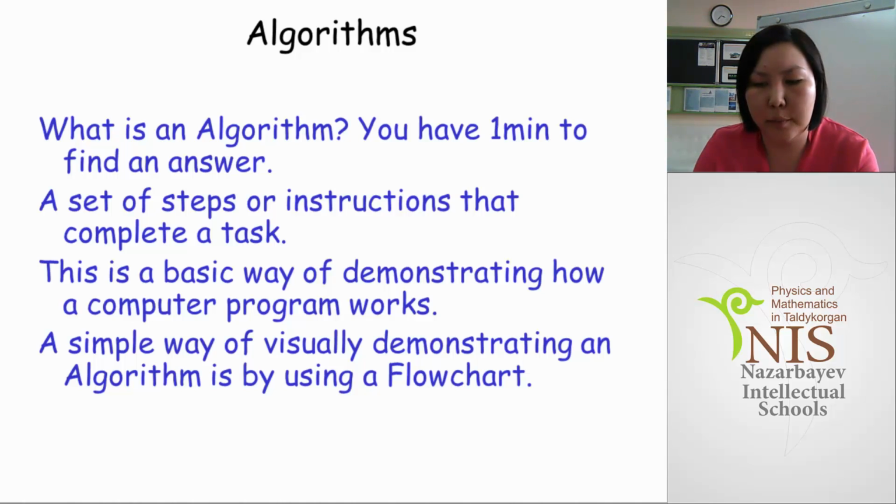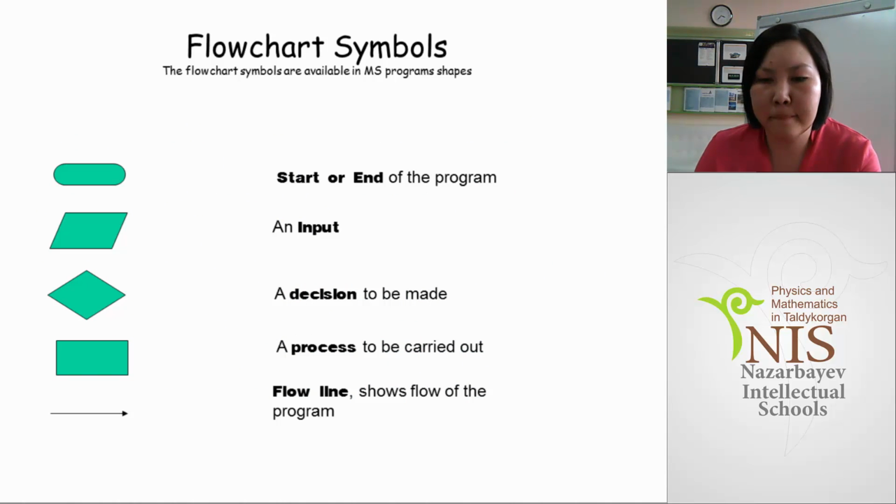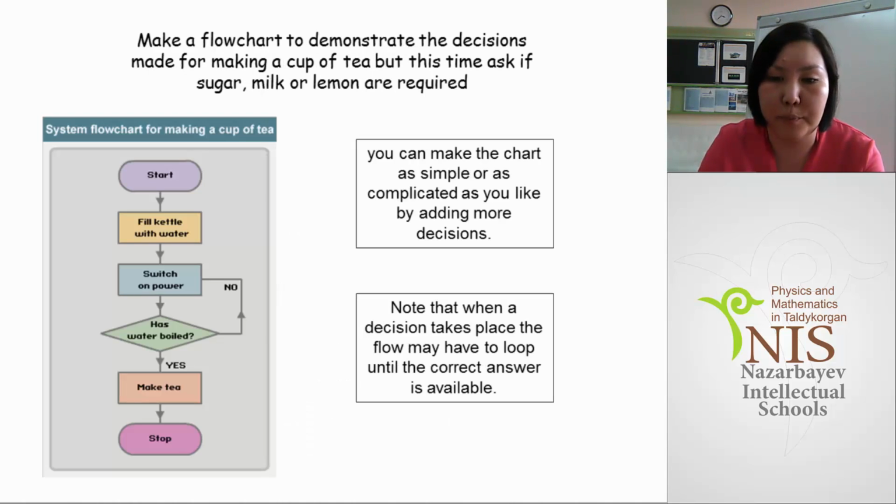Now we'll remind ourselves of some basic concepts and look at the Turing machine as an example of an algorithmic machine. How can we represent an algorithm using symbols? Here are the basic ones: the start or end of the program, an input shape, a decision to be made, and a process to be carried out. A flow line shows how the program flows. Using these 5 shapes, you can draw any simple algorithm.